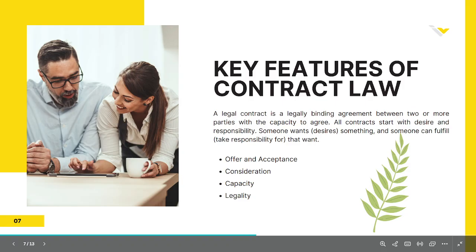Key features of contract law. Offer and acceptance. There must be a clear offer and unconditional acceptance. Consideration. Something of value must be exchanged. Intention to create legal relations. Both parties must intend to enter a legally binding agreement. Capacity. Parties must have the legal ability to enter a contract. Legality. The purpose of the contract must be lawful.